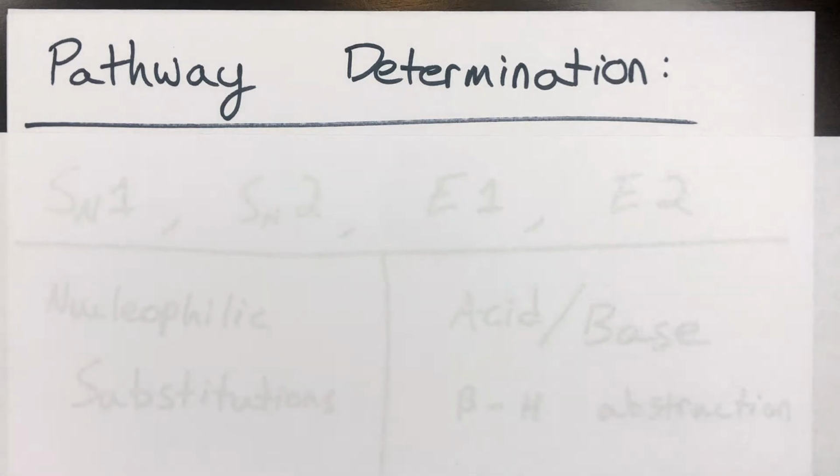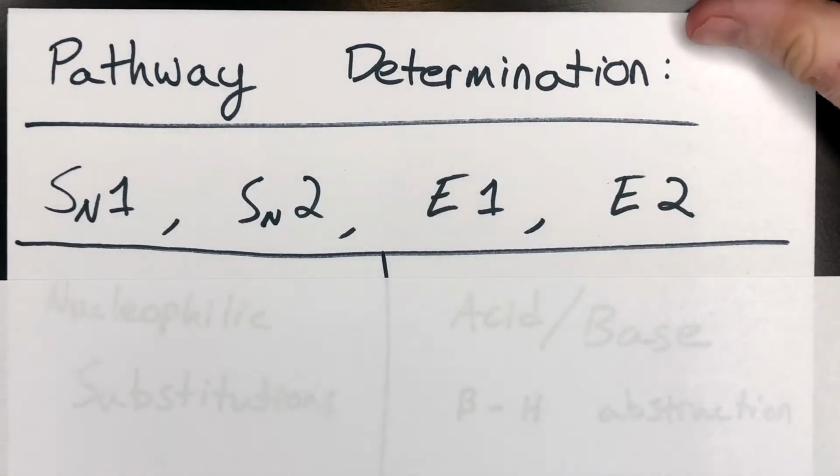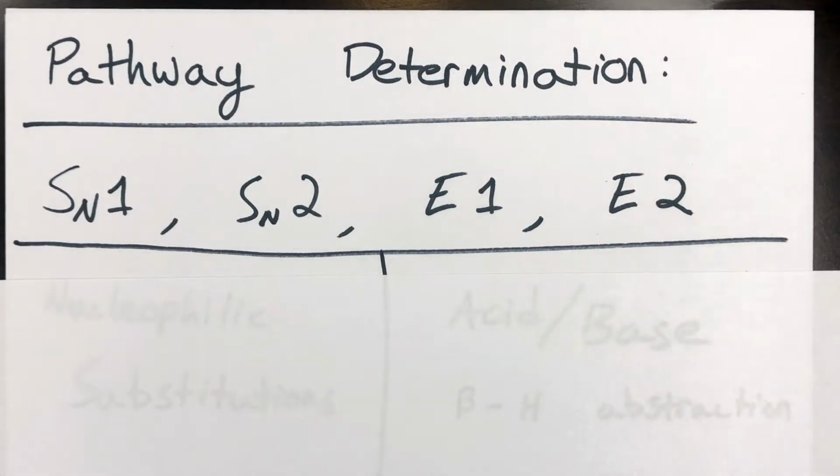In this video, we'll take a look at pathway determination. So we're going to focus exclusively on the SN1, SN2, E1, or E2 pathways. So in a general sense, we're going to have to look at a few factors that dictate if a substitution pathway is most likely or if an elimination pathway is more likely.